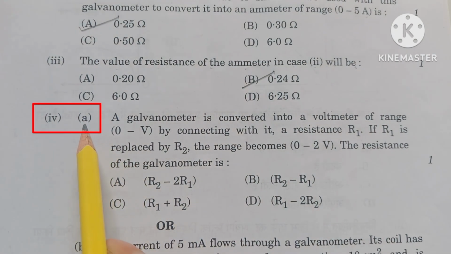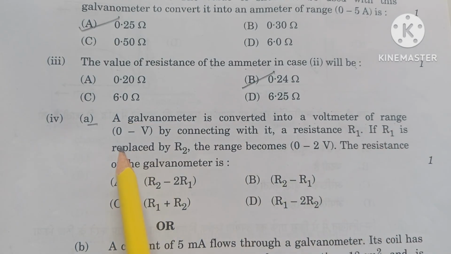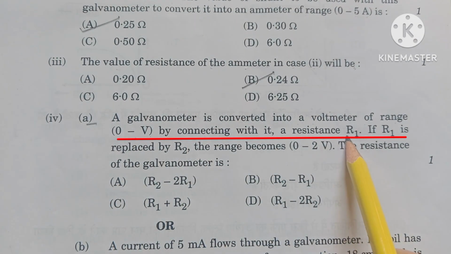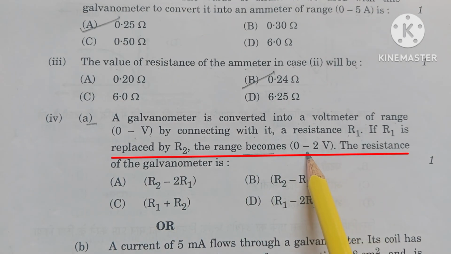Next, fourth question, part A. A galvanometer is converted into a voltmeter of range 0 to V volt by connecting with it a resistance of R1. If R1 is replaced by R2, the range becomes 0 to 2V volt.